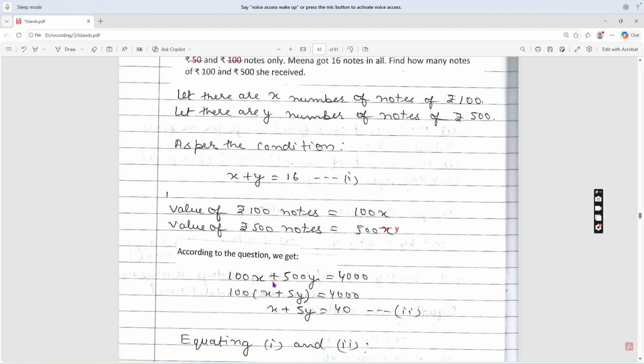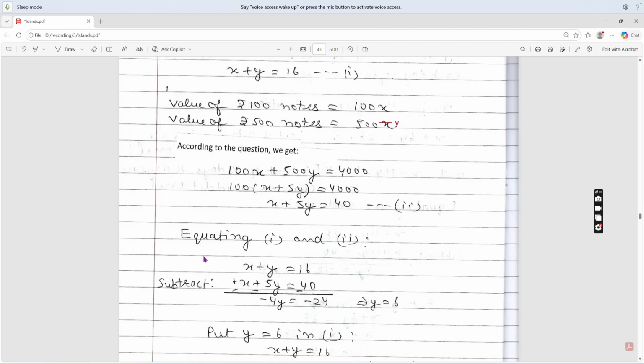Now according to the question, the total money held is rupees 4,000. So 100x plus 500y is equal to rupees 4,000. Now we are going to take 100 common. So x plus 5y is equal to 4,000 upon 100, that is equal to 40. It is equation 2. Now we are going to operate equation 1 and equation 2.